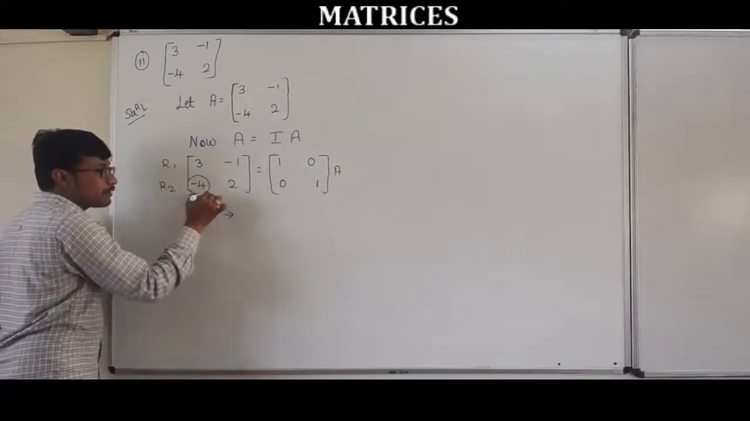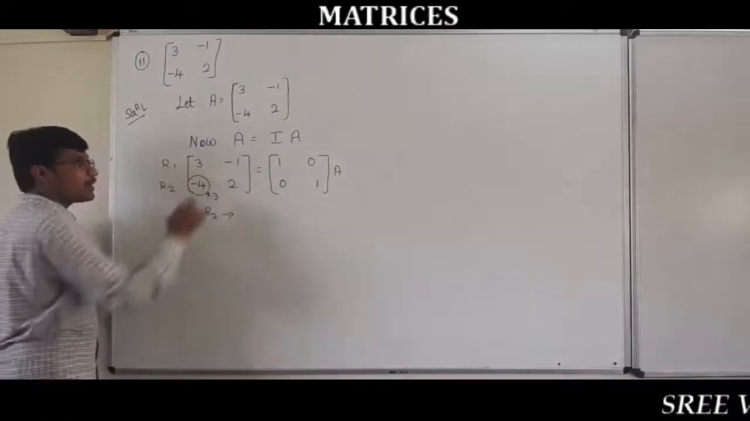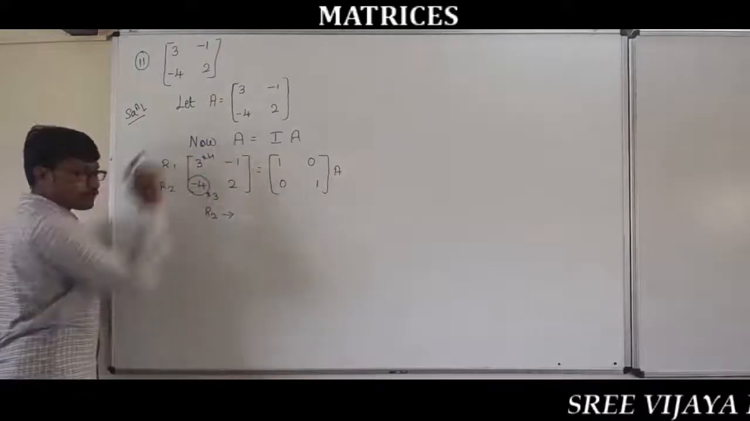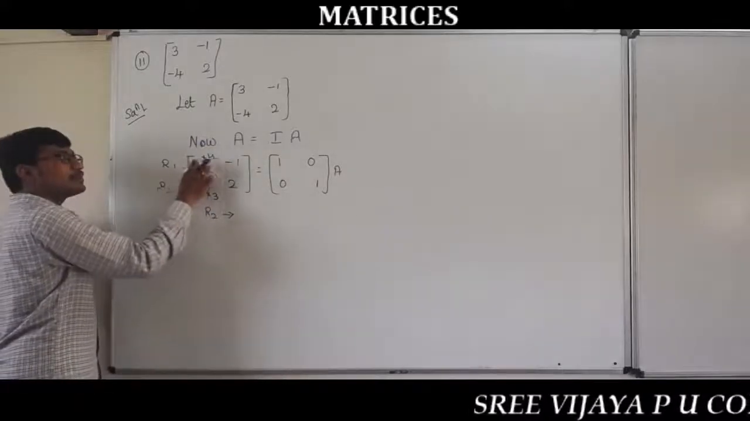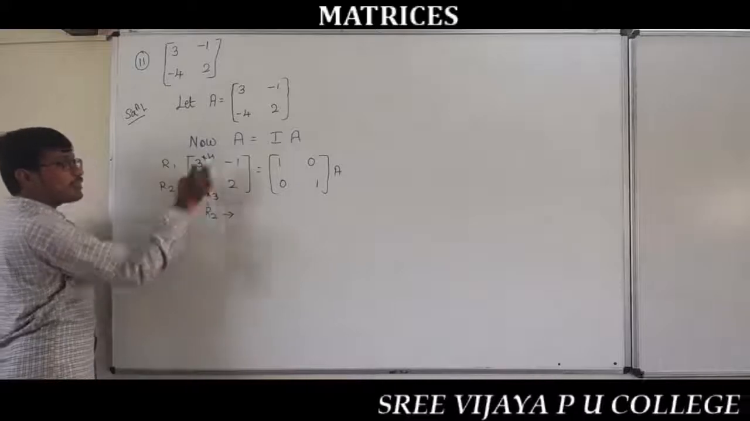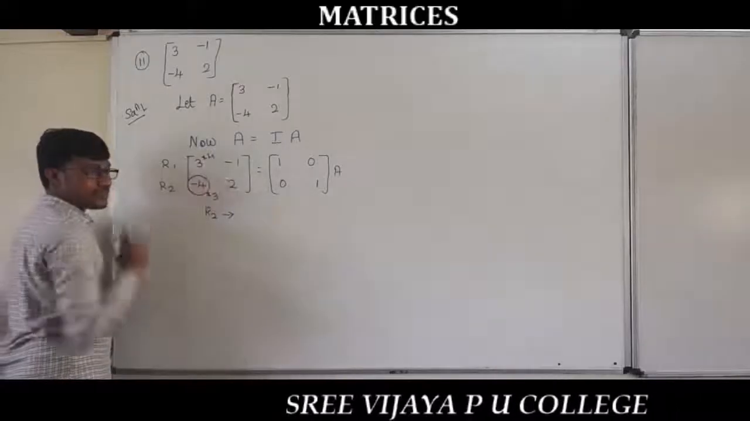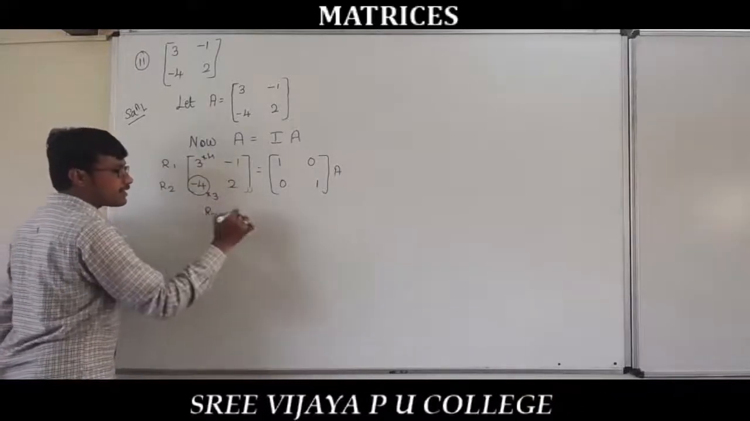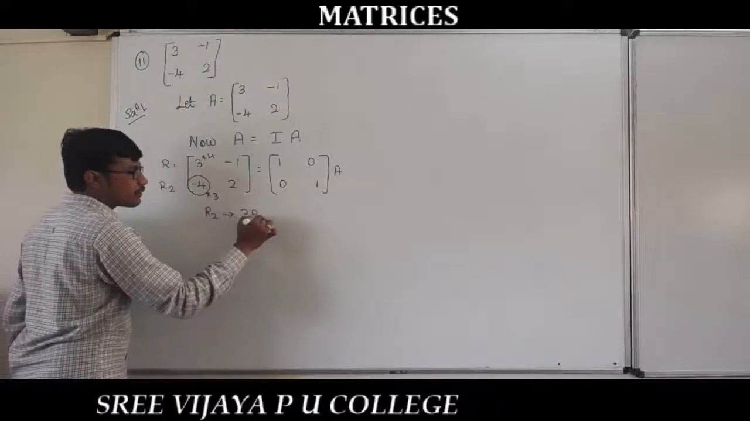For that, if you multiply with 3, 4 times 3 is 12. If you multiply with 4, 3 times 4 is 12. 4 times 3 is 12, 3 times 4 is 12. So you have minus 12 and this plus 12. If it is plus, it becomes a 0, right? That is 3 times R2.